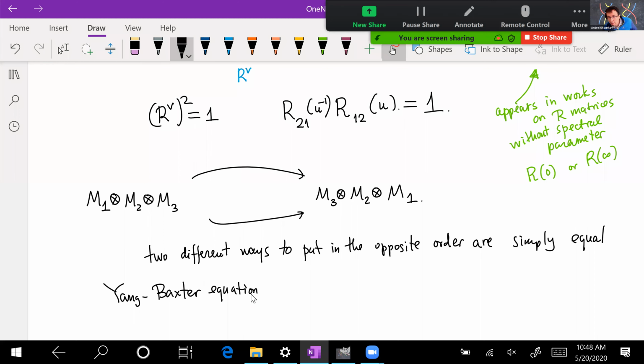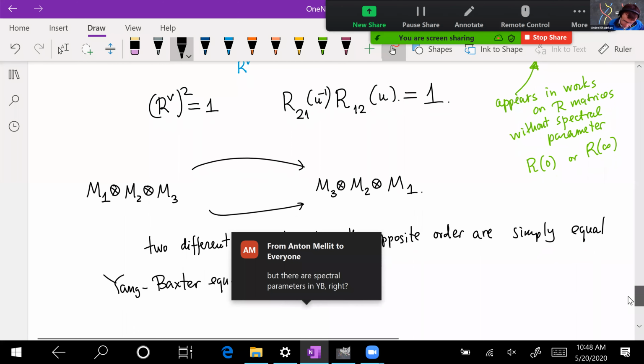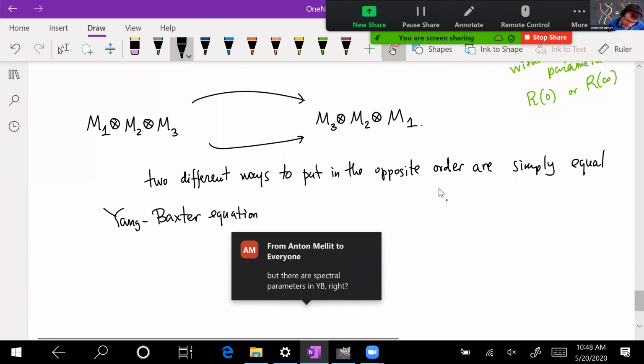So this is the equation that I have behind me. You can see this is the Coxeter relation for S3, or the braid relation. If you have three things, you put them in opposite order. You can do it two ways, and in fact they will be exactly equal. So Anton is right, and I'm going to write it out: the Yang-Baxter equation with spectral parameters.